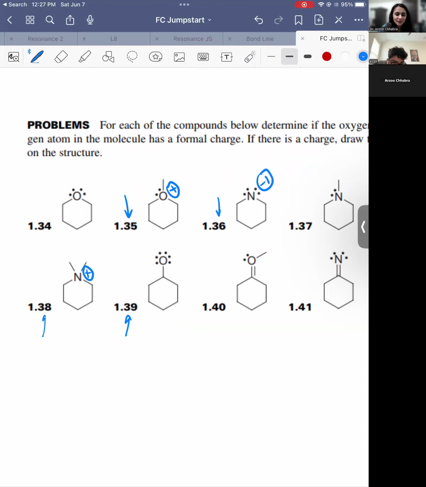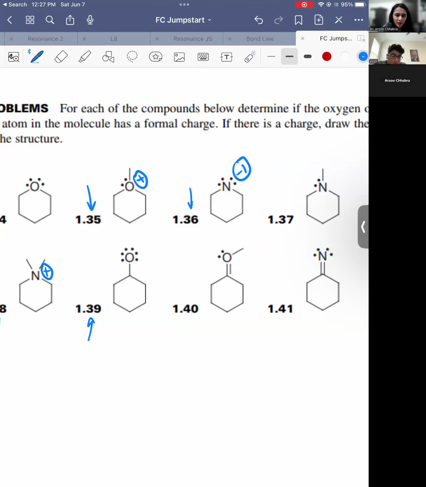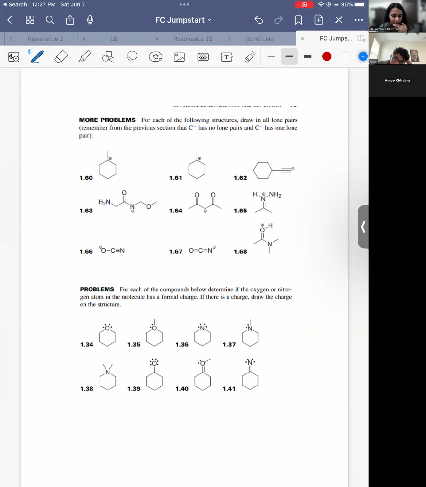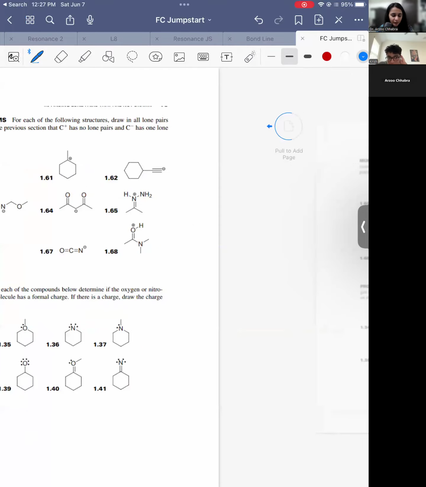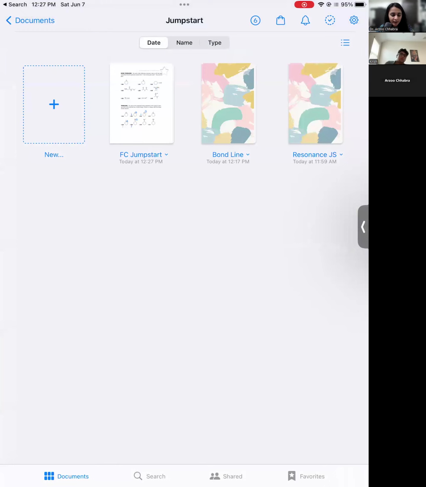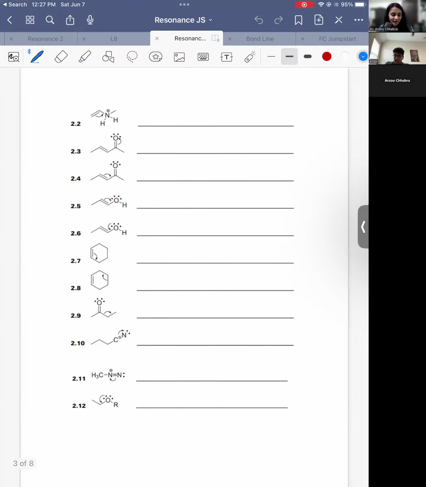Okay, about 1.39. Six minus 6, 0, so negative 1. That's right. Okay, perfect. Now, so let's do, what is it? Oh, same thing. So I think that's all we have for formal charge. So we can even move on to the resonance, right? Yeah, this I had some trouble with when we did it together.